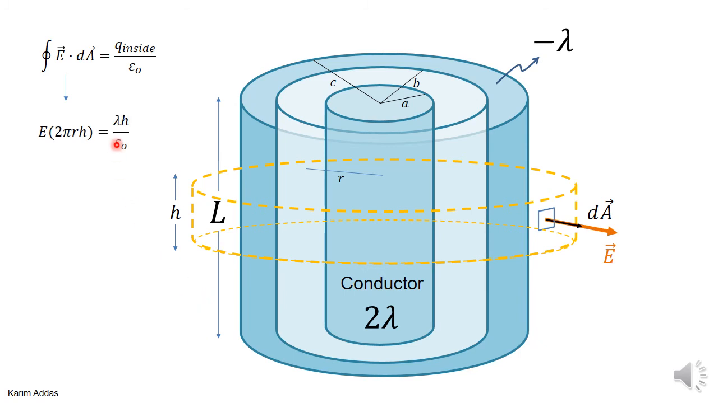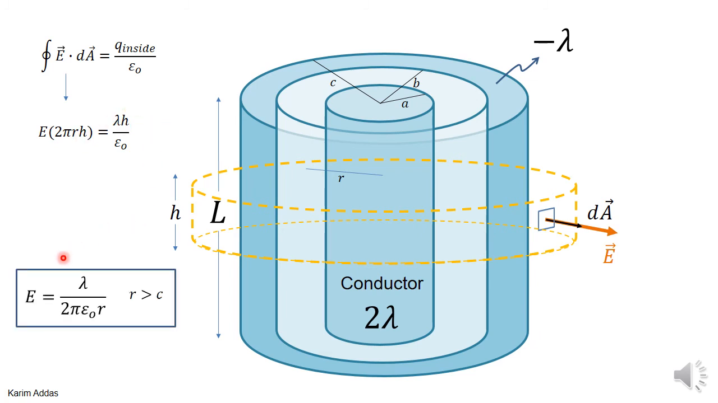So we can substitute this into Gauss's law, and the h will cancel with the h. We get the final result that the electric field is lambda over 2 pi epsilon naught r.